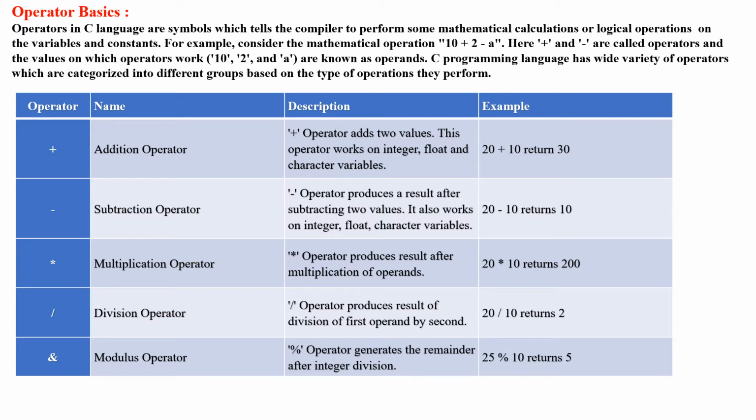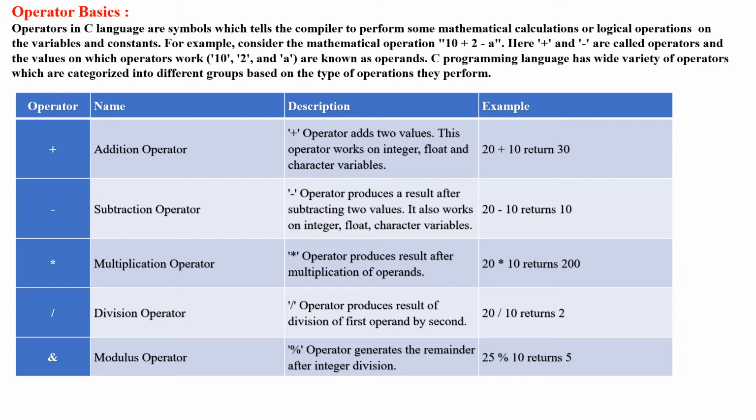Now this table shows the arithmetic operators. First is plus, called the addition operator. It is used to add two or more values. The example given is 20 plus 10, which returns the value 30. Second is minus, the subtraction operator. This operator produces a result after subtracting the two values. The example is 20 minus 10, so the value is 10.